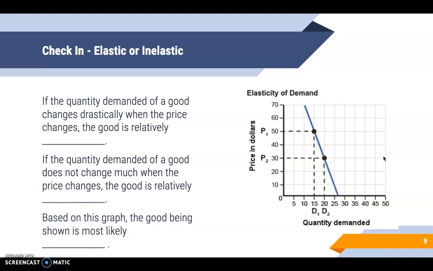And the third one, based on this graph here on the right, the good being shown is most likely what? Elastic or inelastic? Okay, I'm going to tell you the answers to these. So if you haven't figured that out on your own, you may want to pause it right now. So for number one, if the quantity demanded of a good changes drastically when the price changes, the good is relatively elastic. It's changing with the price.